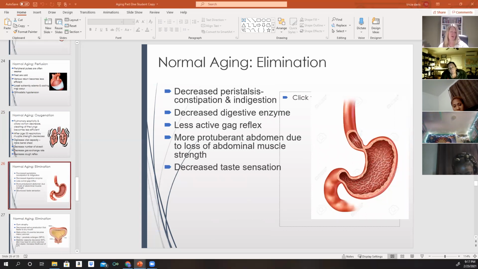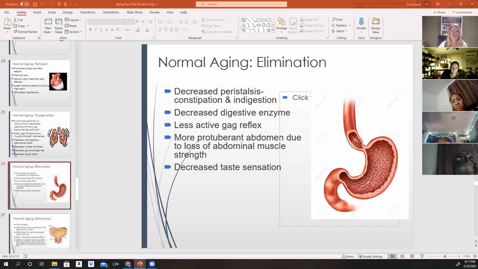So elimination, what's going on with our elimination pattern? We have decreased peristalsis. So if we don't have good peristalsis in our GI tract, we're going to have constipation and we're going to have indigestion. Our digestive enzymes decrease. We don't have as many of them. So if we don't have as many digestive enzymes, we're going to have indigestion. We're not going to be able to digest our food properly. We have less of a gag reflex. If we have less of a gag reflex, we are at risk for aspiration and choking on our food.